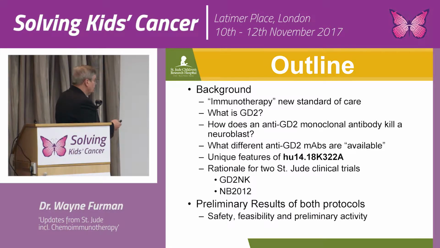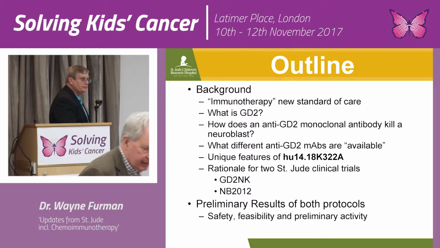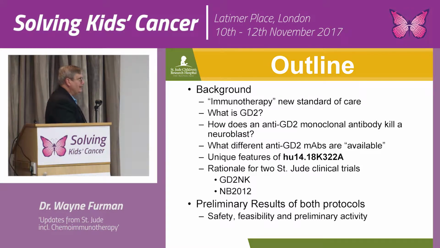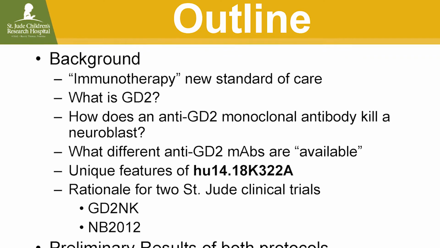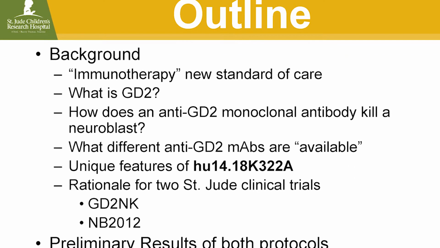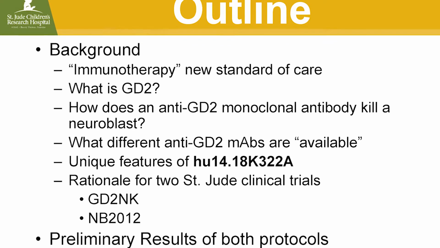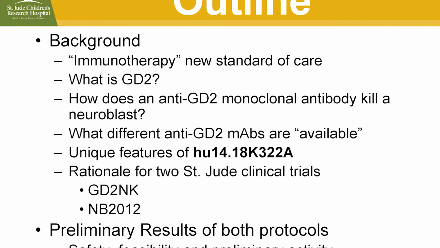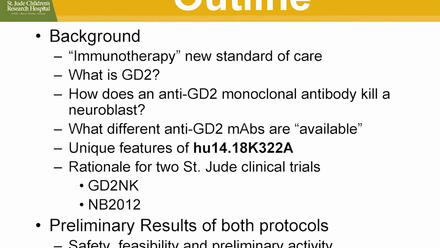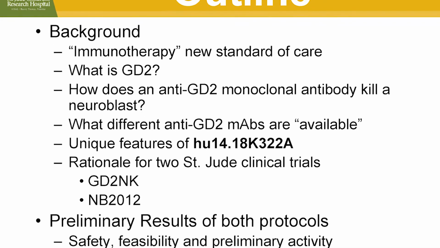But I will also highlight a little bit more what GD2 is, how it works, and what the different antibodies are, and what advantages or disadvantages some of them may afford, and talk specifically about an antibody that we are using here with that big name, HU14.18K322A, and I will try to describe why that name is there. I promise you I won't try to use that name more than once or twice, and I may stop with K if I get to that.